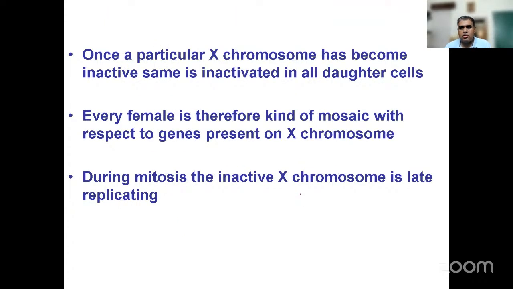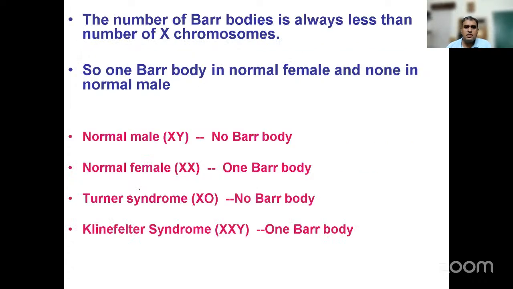Once a particular X chromosome has become inactive, the same one is inactivated in all daughter cells. So once one is inactivated, all follow. That is lyonization. Very important. A short question can come. Every female is therefore a kind of mosaic with respect to genes present on the X chromosome. This is a very good, tough statement. Do remember this. During mitosis, the inactive X chromosome is late replicated. Just a feature.